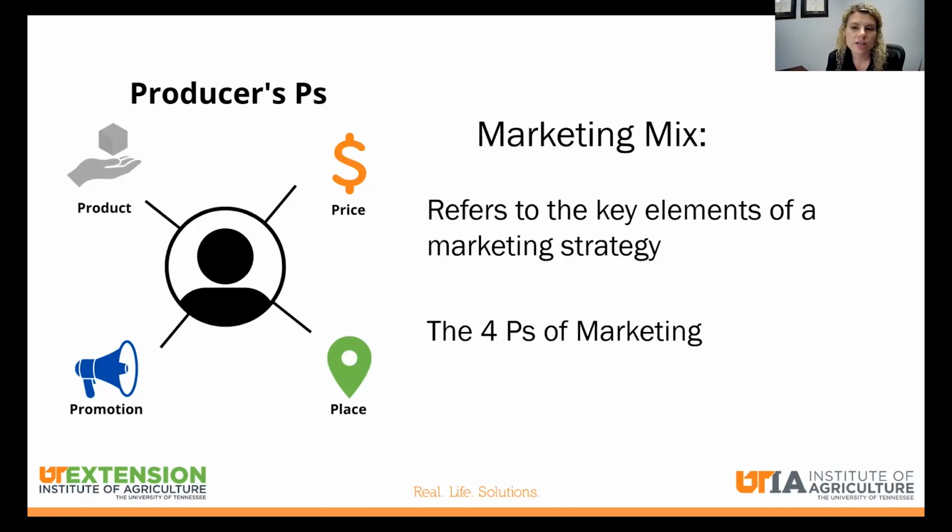How do you determine what strategies to use to meet those objectives or goals? We want to focus on the marketing mix. This is also referred to as the producer's P's. These are very basic elements of a marketing strategy. So the producer's P's, or your marketing mix, are product, price, place, and promotion.